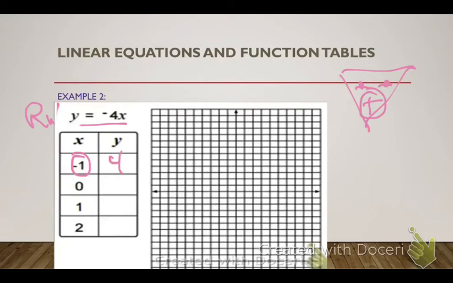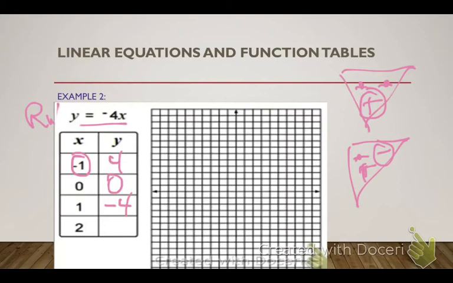So let's just finish them all. 0 times anything is 0, so even though it's negative, 0 times -4 is 0. Then we have y equals 1 times a -4, so -4 times 1. When you use Mr. Multiplication, if you have a negative and a positive number, you're going to have a negative. So your answer is -4.